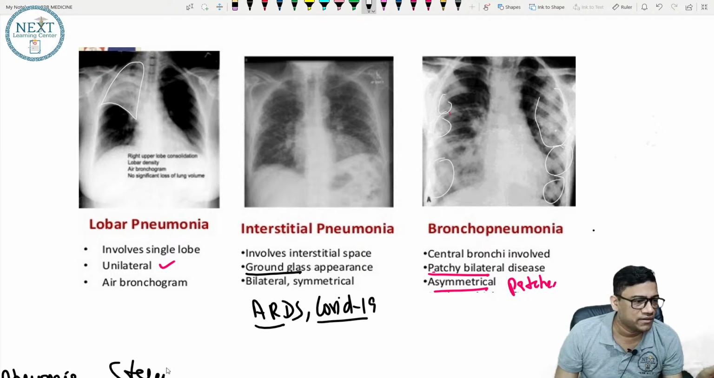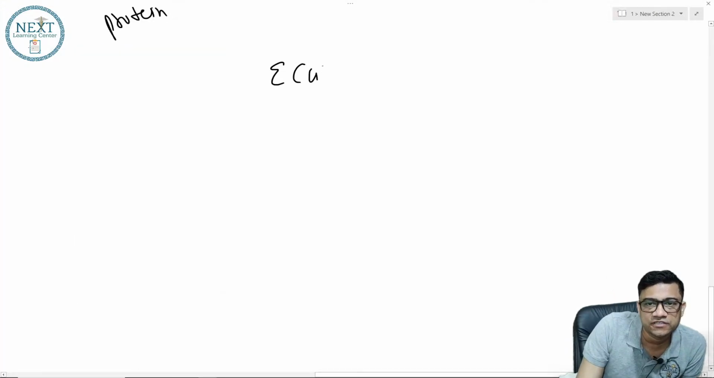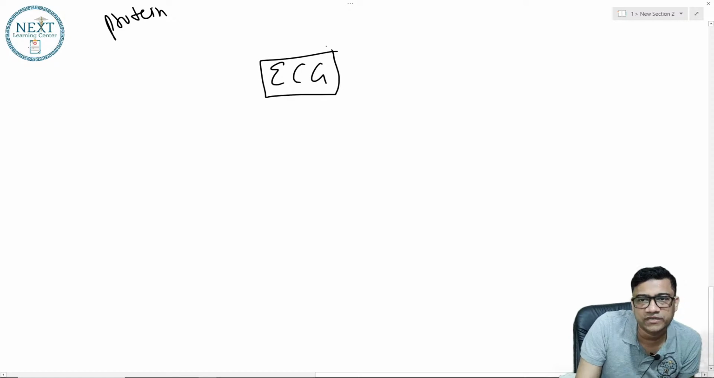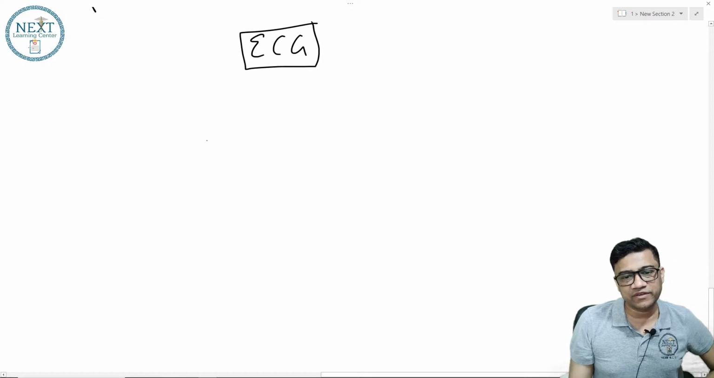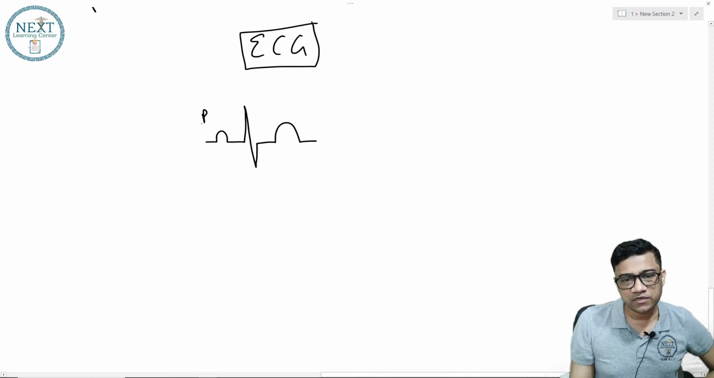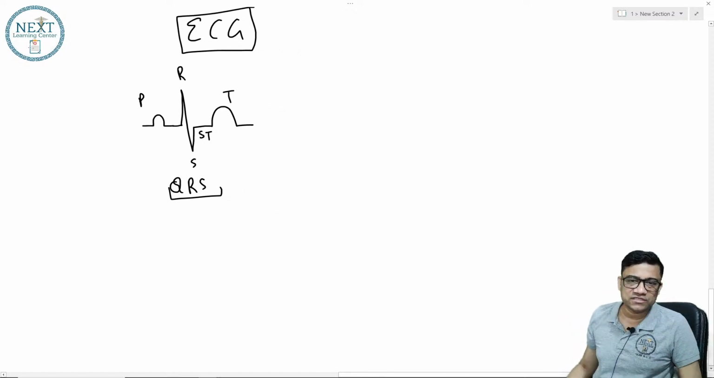Okay, let's come back. I'll start cardiology. ECG I will discuss first. In ECG, the most important thing which is asked is rate and rhythm disorder. First, you should know the basic waves. This is P, this is R, S, also called the QRS complex. Sometimes you can see a Q wave also. And this is our ST segment. And this is the T wave. Basics you already know, I discussed in physiology also.